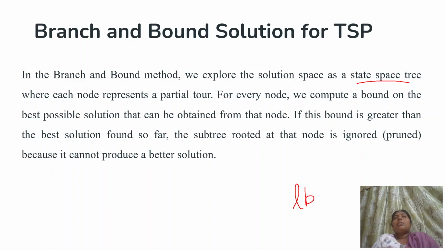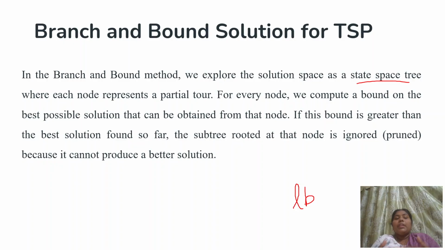In the 0-1 knapsack problem we just use the upper bound, but here, since it is a minimization problem, the bounding function we have to use is the lower bound function. So if the bounding value is greater than the best solution, we just ignore that node. If it has a lesser value, only then do we take it.